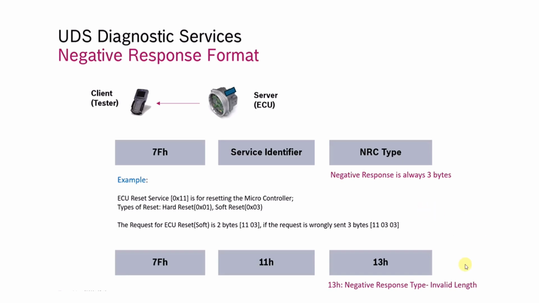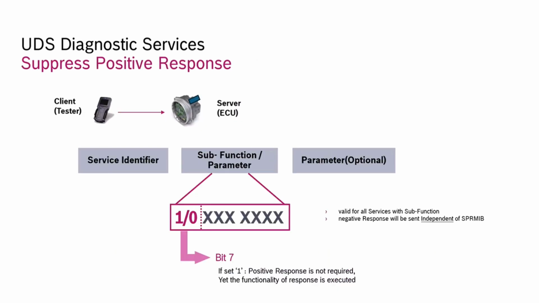Then we need to check why there is an invalid message length. We can go back and see our request format. It was wrong, so we can correct it and send it back to get a correct positive response. This is how it will work in UDS. Okay, I hope this is clear.